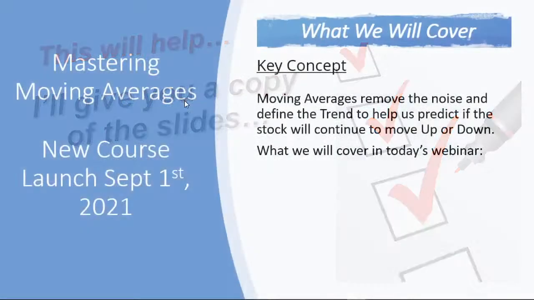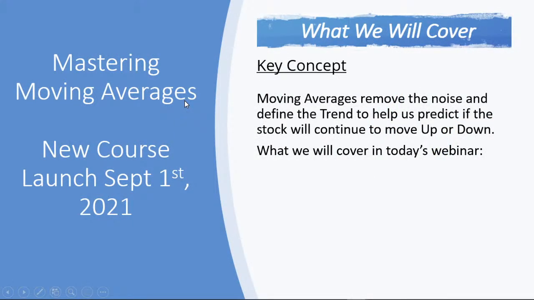What we are going to cover here today are some key concepts. Moving averages remove the noise and define the trend to help us predict if the stock will continue to move up or down. I always hesitate using that word, predict. We are anticipating the likely direction that the stock will continue to move in, whether it's up or down. I love moving averages.